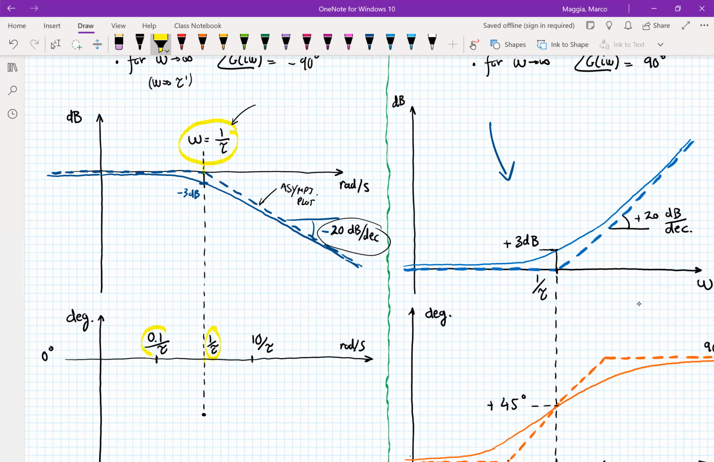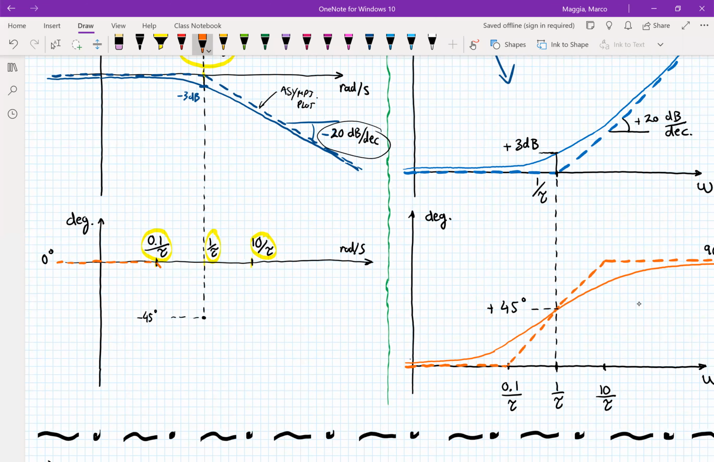You take 1 decade before, so you take your cutoff frequency and divide it by 10, and then mark that value, and then mark the value 1 decade after, so at 10 times your cutoff frequency. You know that at your cutoff frequency, the value of the phase is minus 45 degrees. So once again, what you can do is first draw the asymptotic plot, which is 0 for very low frequencies. Then at 1 decade before your cutoff frequency, you start drawing a line with constant slope that intersects minus 45 at your cutoff frequency.